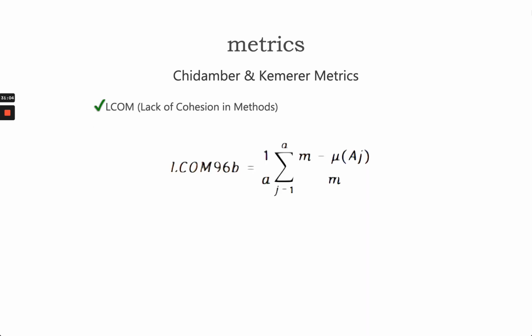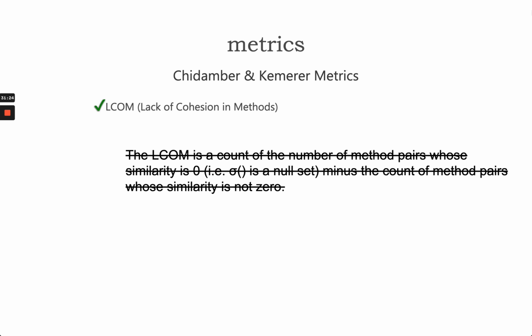There's a really nice metric in the Chidamber and Kemerer metric suite called lack of cohesion in methods. And I highlight this one because it has such a terrible description on Wikipedia as to what this thing actually does. In fact, it sounds almost like a Zen riddle. The LCOM is the count of the number of method pairs whose similarity is 0 minus the count of method pairs whose similarity is not 0.